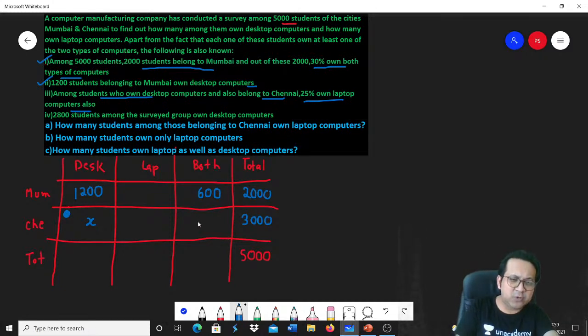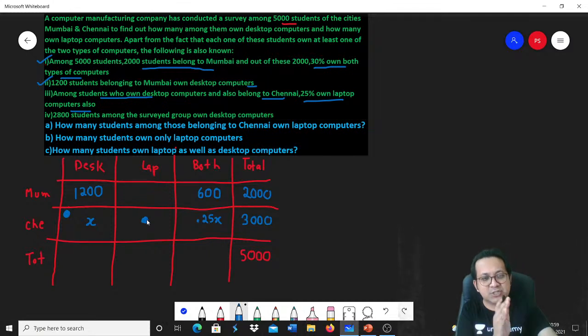So can I say it will be 0.25x? Will you agree? Laptop. Also, why not out here? Because this would indicate laptops, right? What I'm bothered about is desktop plus laptops. So if Chennai desktop students count is X, 25% of them own laptops also, meaning 25% own both of them. So if this is X, Chennai desktop, this will be 0.25x.